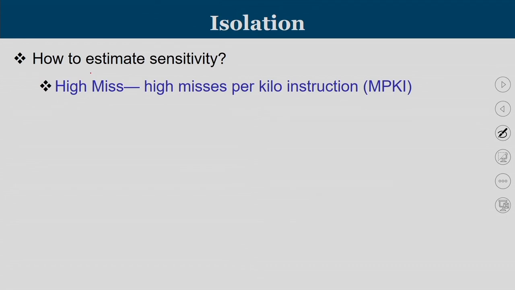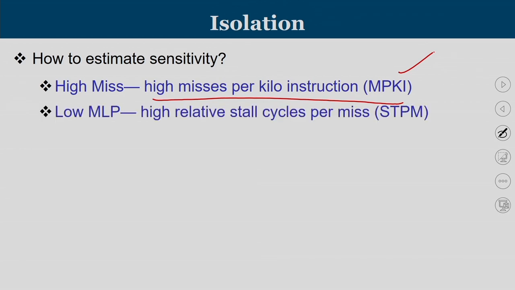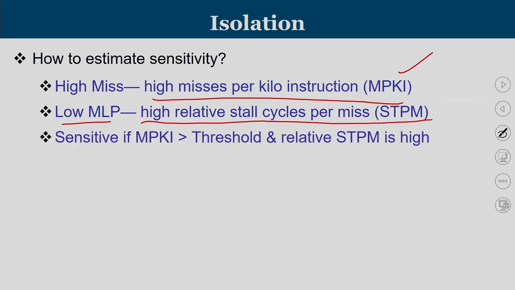When you have a high number of misses, it is defined with the help of MPKI. MPKI defines the number of misses per kilo instruction the application has. And when you have low memory level parallelism, you have misses, and for each miss there is a high relative stall time. An application is said to be sensitive if the MPKI is greater than a threshold and the relative stall time per miss, or stall cycles per miss, is very high.